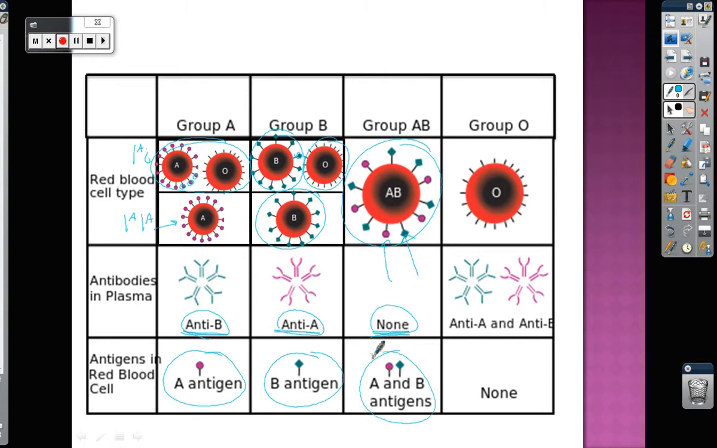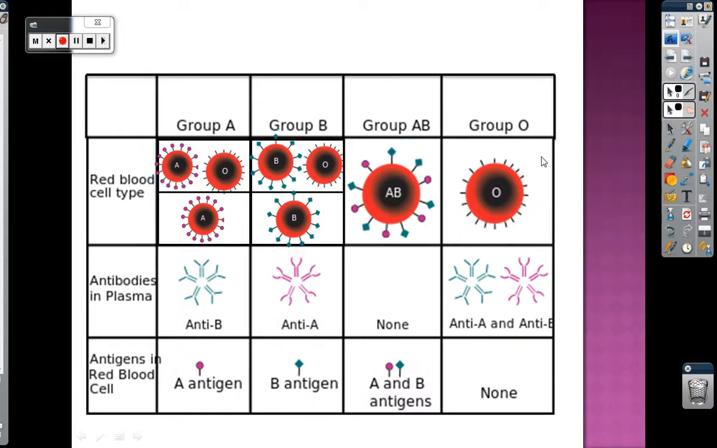Lastly, we have group O. This should be a naked red blood cell. They will have anti-A and anti-B, because the body knows that A and B are foreign. It knows the red blood cells are supposed to have nothing on them. If either other type, either the A or the B, gets in the body, it would be considered foreign. So it has antibodies for both A and B. The antigens then are none. Like we said, it's a naked red blood cell.